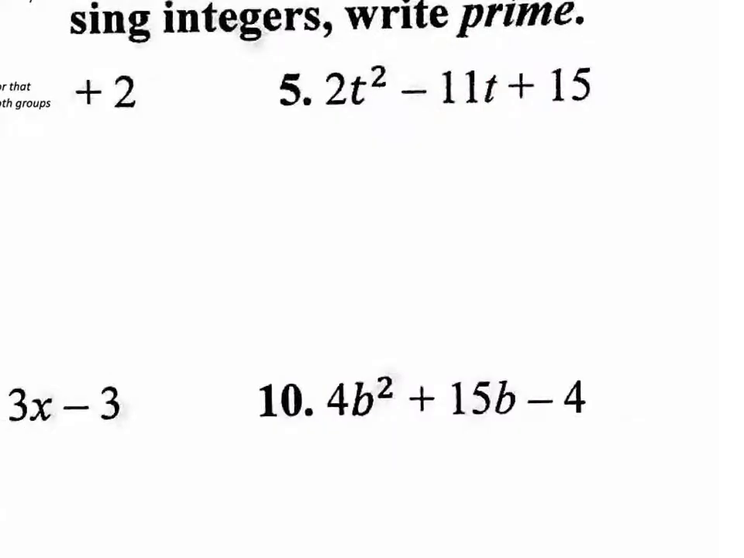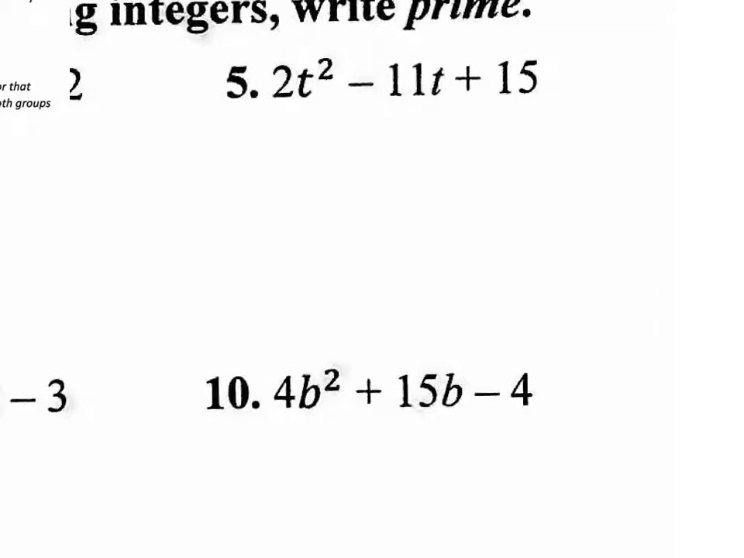Number 5. Step 1 is to do what? A times c. But what is a times c? 30. Because 2 times 15 equals 30. So that was step 1.